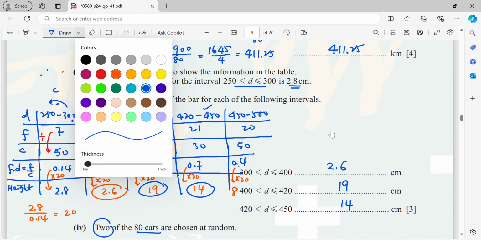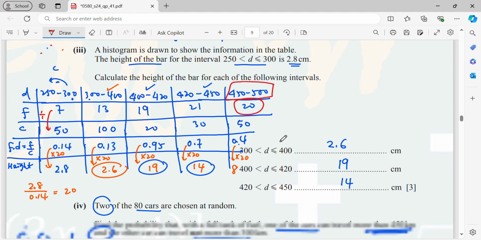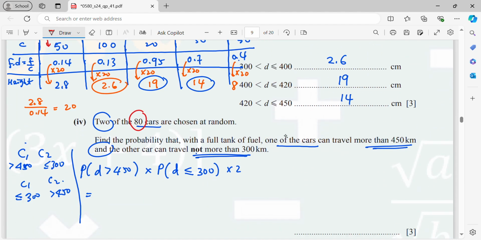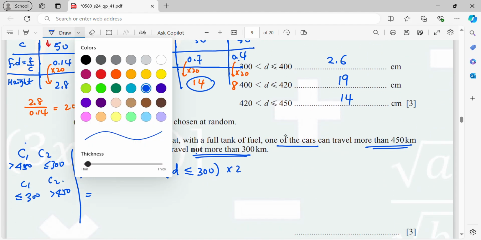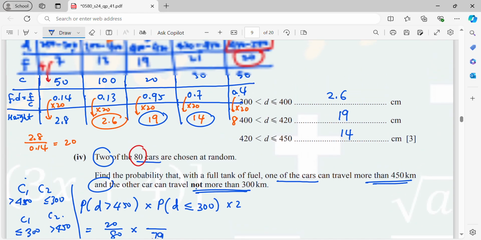So then now here, look at the table, D greater than 450. Now, D greater than 450 and there are 20 cars. So the probability will be 20 out of 80, because initially there are 80 cars. So my first probability, 20 over 80. Now, since you have 80 cars in the beginning, once you have chosen one car, now you have 79 cars left. And D less than or equal to 300.